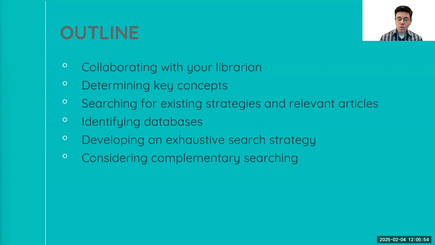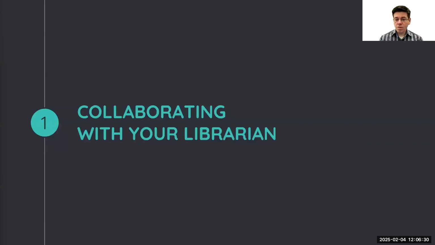We'll talk about how to go about identifying databases to search. We'll talk obviously a lot about preparing an exhaustive search strategy to, as I said earlier, gather as much evidence as you can to help answer your review question. And then finally, we'll talk a bit about complementary searching and how that's an important part of the process that a lot of researchers or review teams will skip in the process of doing a systematic or scoping review, but how important that is and how it can assist in finding literature that might not have been published through traditional channels.